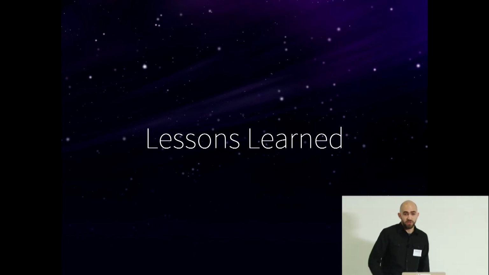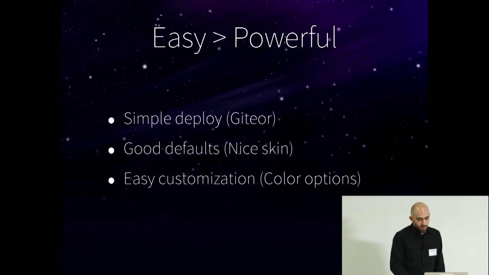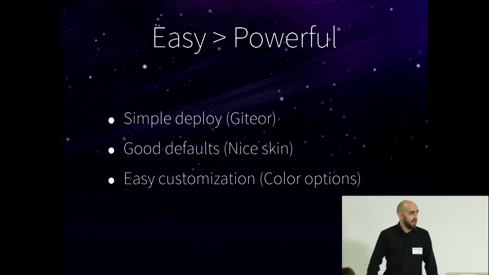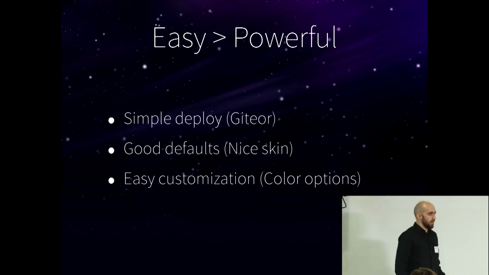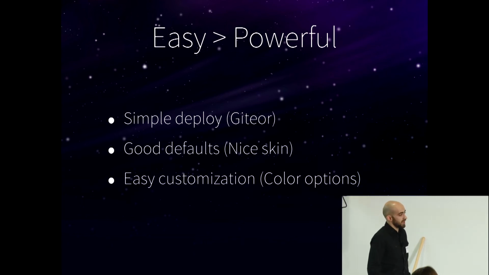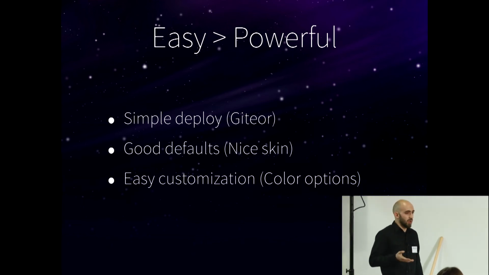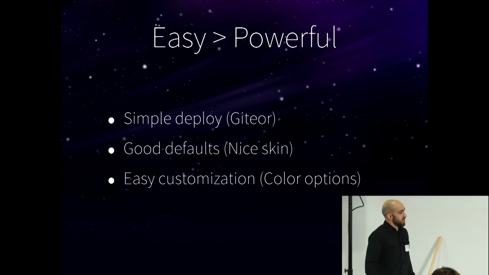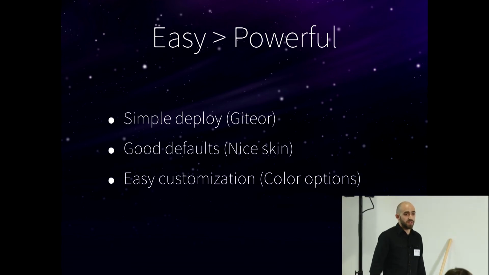I also wanted to share a few lessons that I learned working on this app and also on open source apps in general. One thing I'm slowly realizing is that easy is more effective than powerful. If you ask people what they want in an app, they'll say, oh, it needs an API, it needs to be flexible, it needs to do this and that. But what actually gets people engaged with your app is much simpler things, like being able to deploy it and try it out very simply. For that, now there's Meteor, which lets you deploy it in one click, basically. Also good defaults, so having a nice template, a nice skin, and easy customization. Just being able to change the color and the logo without having to dig in the code is very important, I think.